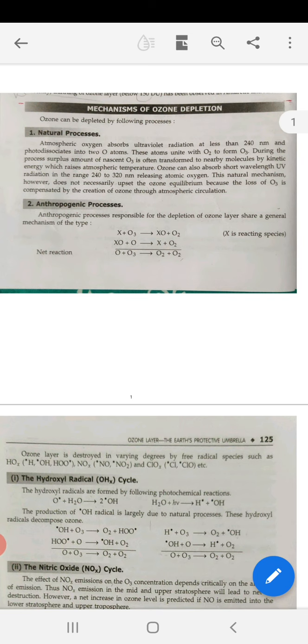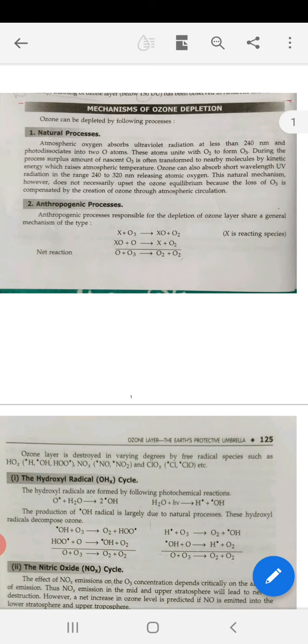In the last chapter, which we started yesterday, I delivered a lecture on formation of the ozone layer. This unit is the third unit of your syllabus of environmental chemistry. Now today we will study the mechanism of ozone depletion. Ozone can be depleted by the following processes.